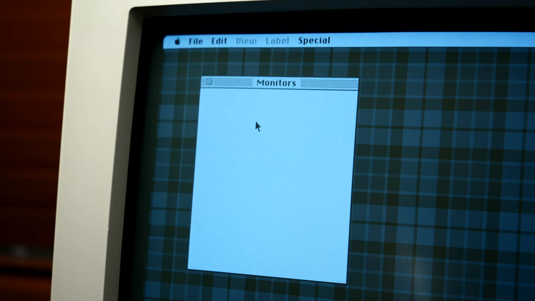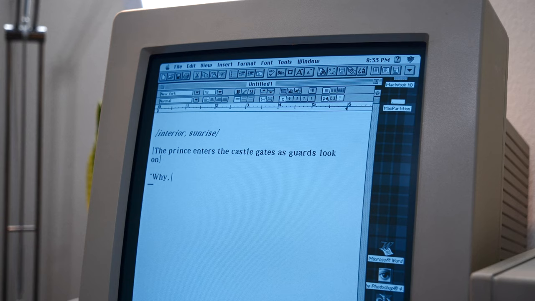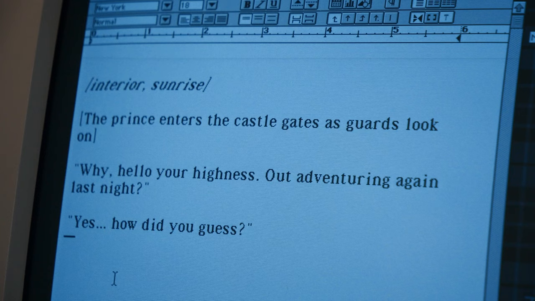My Quadra has been upgraded with its maximum video RAM and supports 256 shades of gray. And let me tell you, the reviewers of the day were not lying. Text on this display looks awesome. Scan lines are crisp and clear. There's little to no blurring or artifacts even 30 years later.